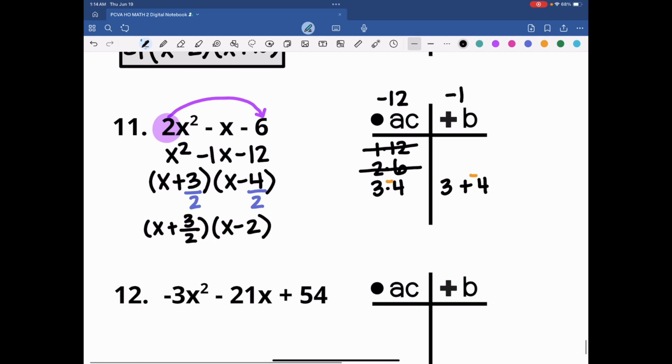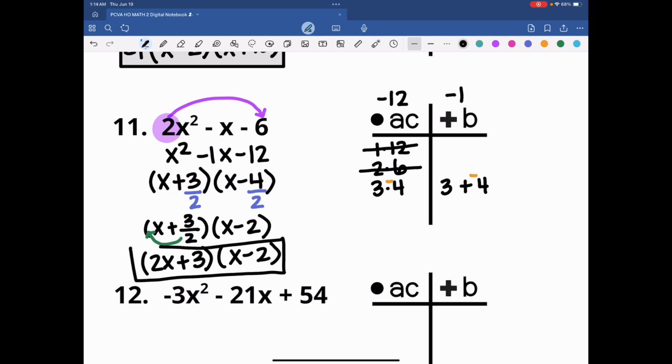All right, so the last step would be anything left in the denominator, we're going to move that up in front. So this is going to be 2x plus 3 and x minus 2. And again, if you want to check this and prove it to yourself, you could always multiply this back out, and it will in fact give you the same original trinomial that we started with. Okay? All right, so number 12.